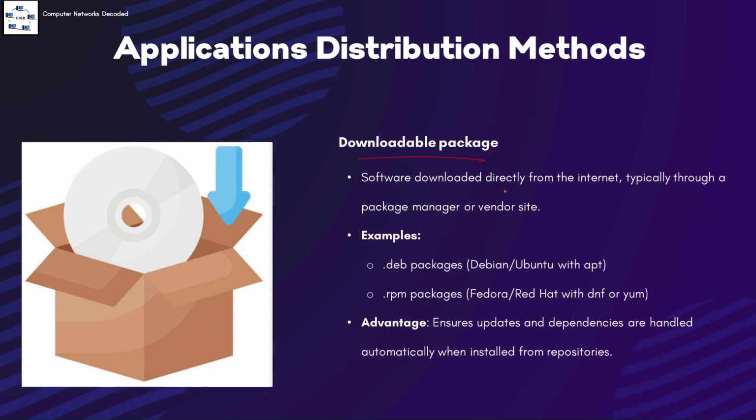Downloadable package. So some software is downloaded directly from the internet, typically through a package manager or vendor site. Examples include .deb packages used by Debian or Ubuntu with the apt command, and .rpm packages used by Fedora and Red Hat with DNF or yum commands. The advantage of this method is that it ensures updates and dependencies are handled automatically when installed from required repositories.